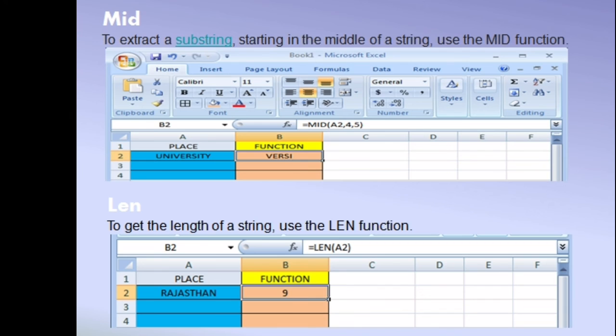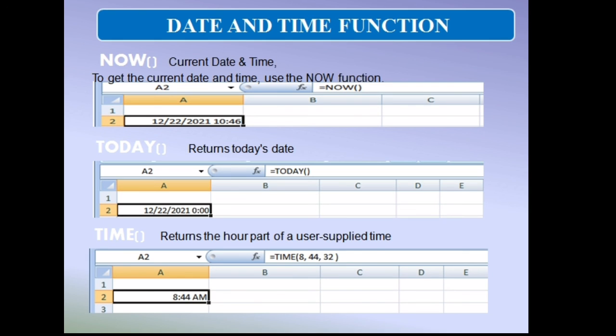Next is the len function. Len function will display the length of a string. So the formula is equal sign, LEN in brackets, mention the cell address. This function will show the length of the string Rajasthan, that is 9, because here the total number of characters is 9.